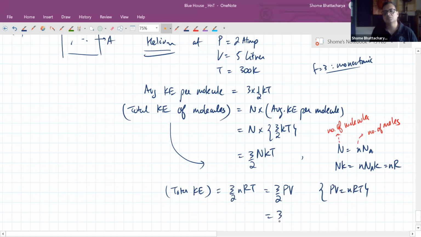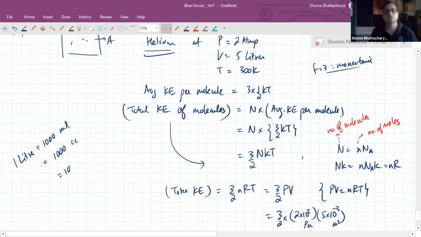So you can see it is 3 by 2 times the pressure, which was 2 atmospheres. So 2 into 10 raised power 5 pascals into the volume, which was 5 liters. So 5 into 10 raised power minus 3 meter cube, because 1 liter is equal to 1000 milliliter, which is 1000 cubic centimeter, which is 10 raised power minus 3.